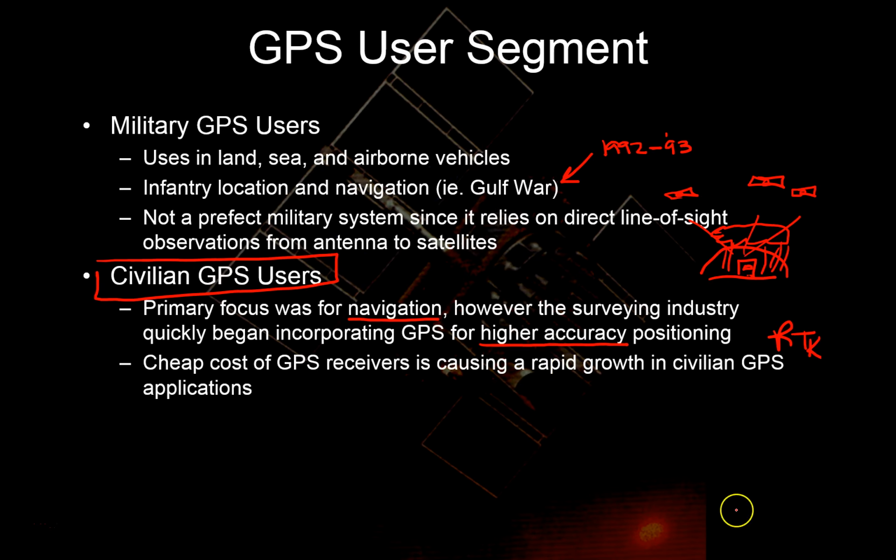How does RTK work? The cheap cost of GPS receivers is causing rapid growth in civilian GPS applications. I believe we're aware that every smartphone produced in the last, let's safely say 5 years, I think even longer than that, will have a GPS receiver built into it. The ability to produce smaller and more miniature electronics is why our cell phones keep getting thinner and thinner, while the technology keeps getting more and more powerful. So nowadays, as the video said, there are billions of users of GPS.